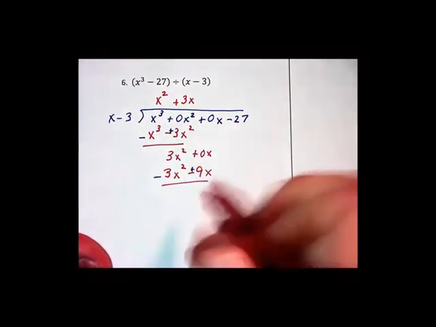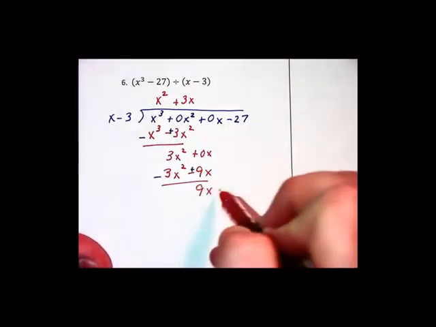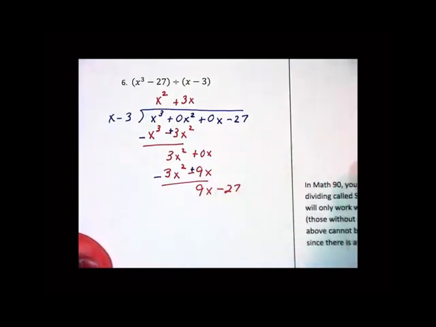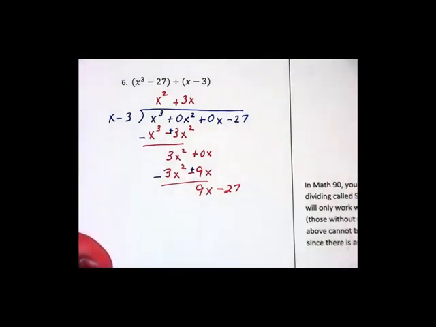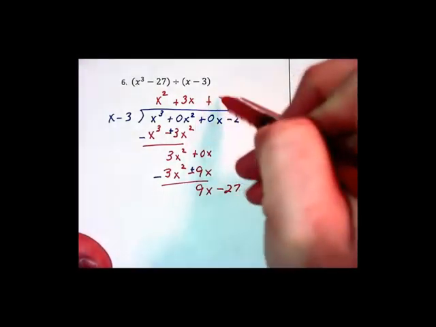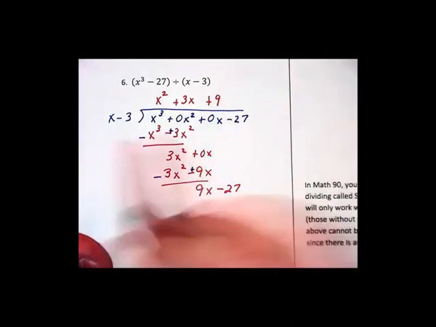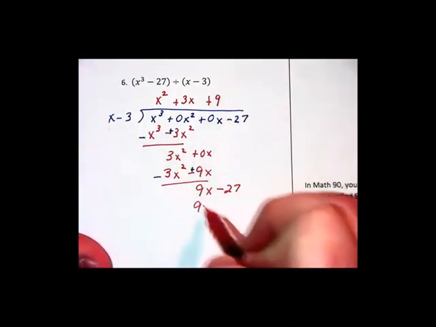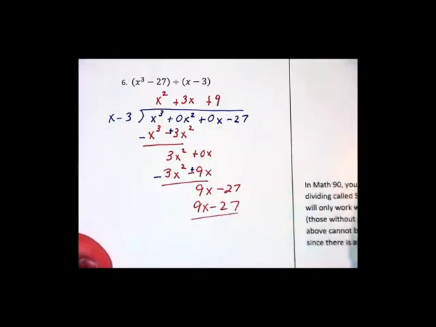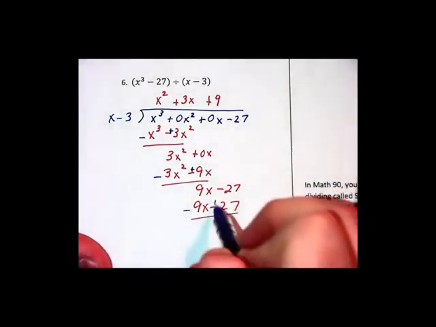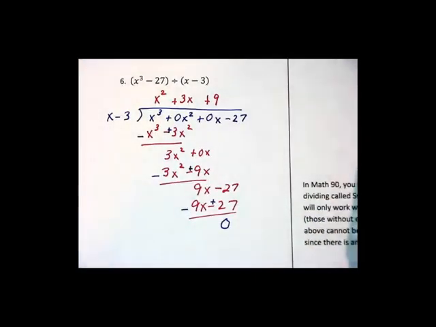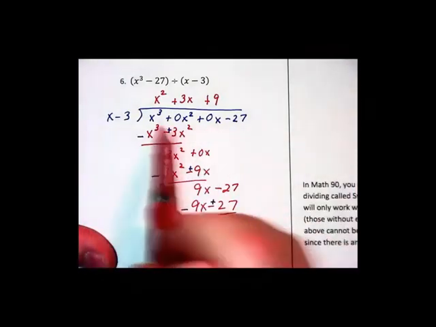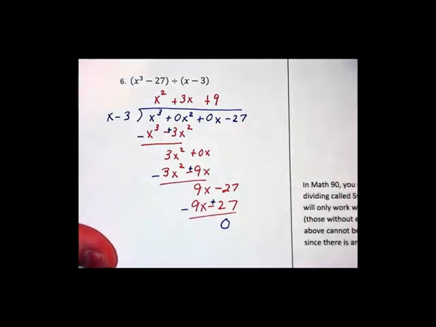0 plus 9 gives us 9x on the next row, minus the 27 that we bring down. X on the top left, 9x right there, it goes in 9 times, so plus 9 on top. 9 times the x minus 3 gives us 9x minus 27. And we add the opposite, minus and plus. This time we have a remainder of 0, which means the x minus 3 went in evenly. Evenly meaning without remainder.